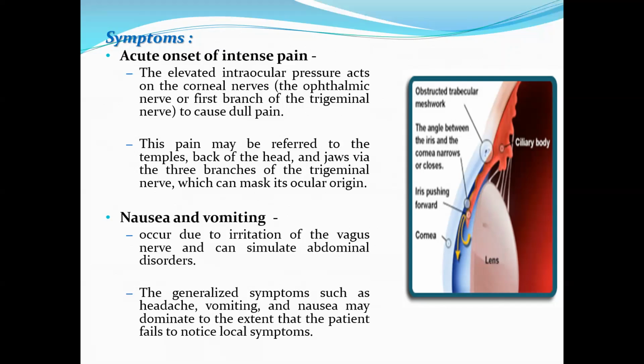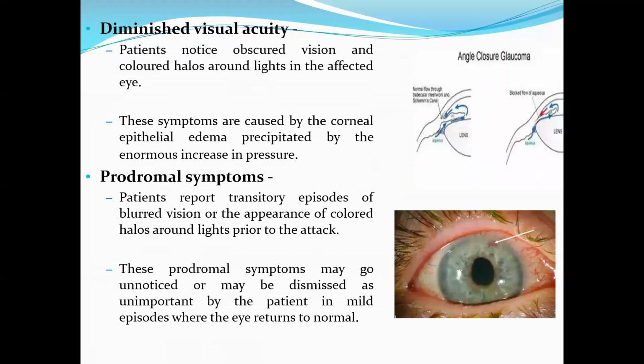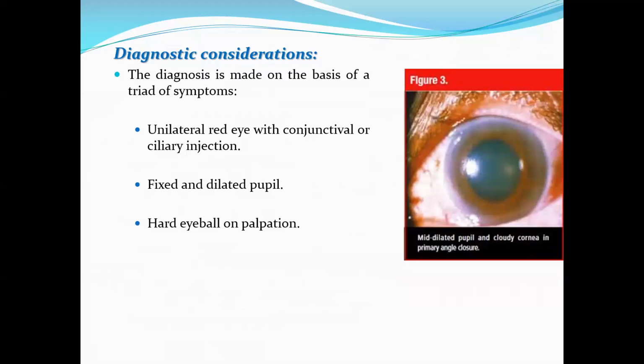Vomiting may occur due to irritation of the vagus nerve and can simulate abdominal disorders. The generalized symptoms such as headache and vomiting may be dominant to the extent that the patient fails to notice the local symptoms. Diagnostic consideration: the diagnosis is made on the basis of a triad of symptoms: unilateral red eye with conjunctival or ciliary injection, fixed and dilated pupil, and hard eyeball on palpation.